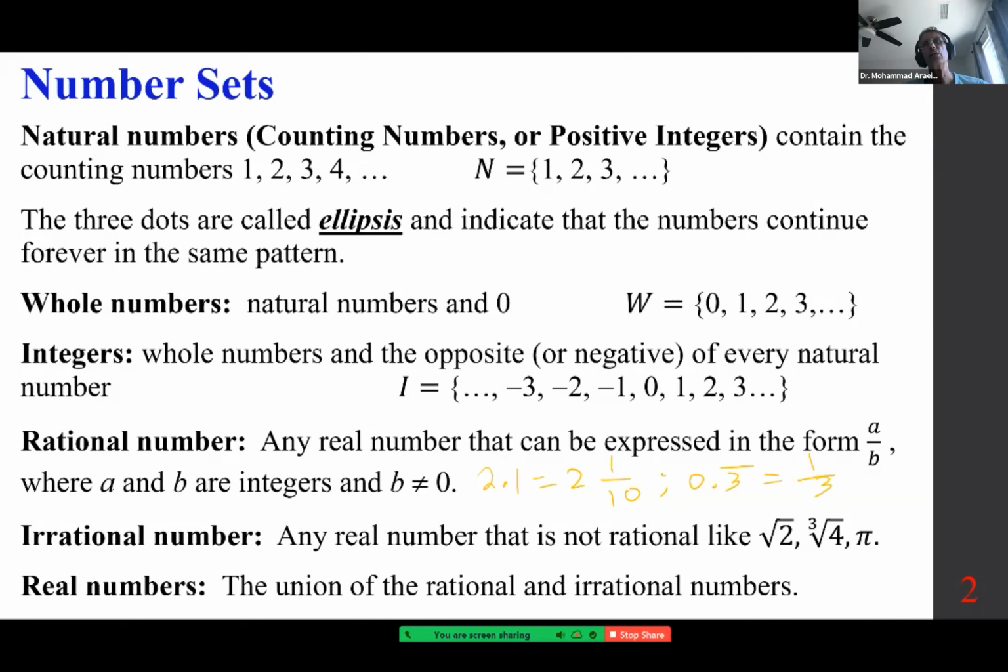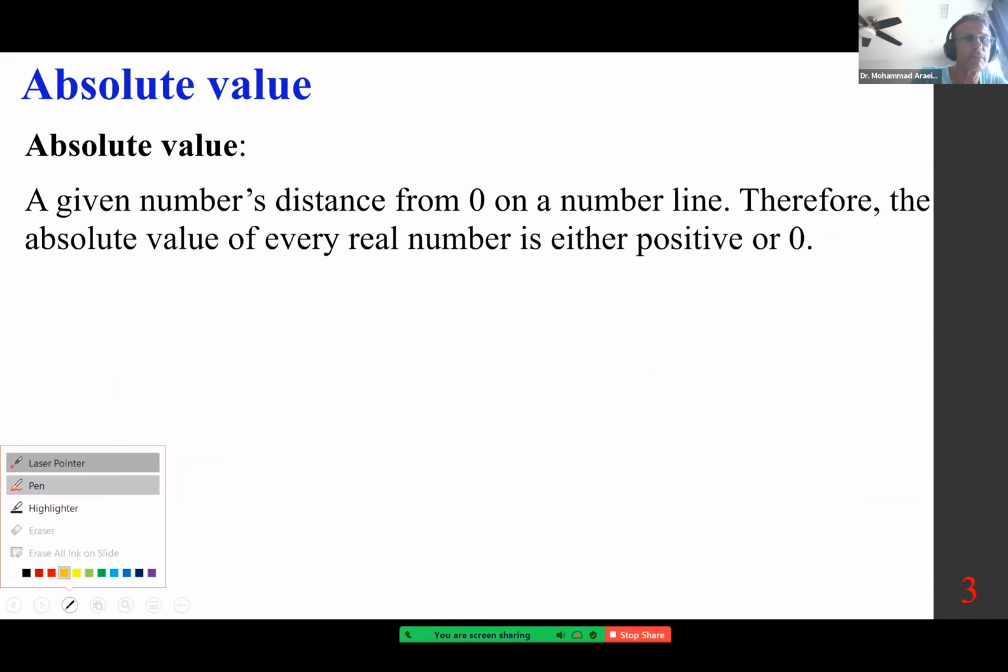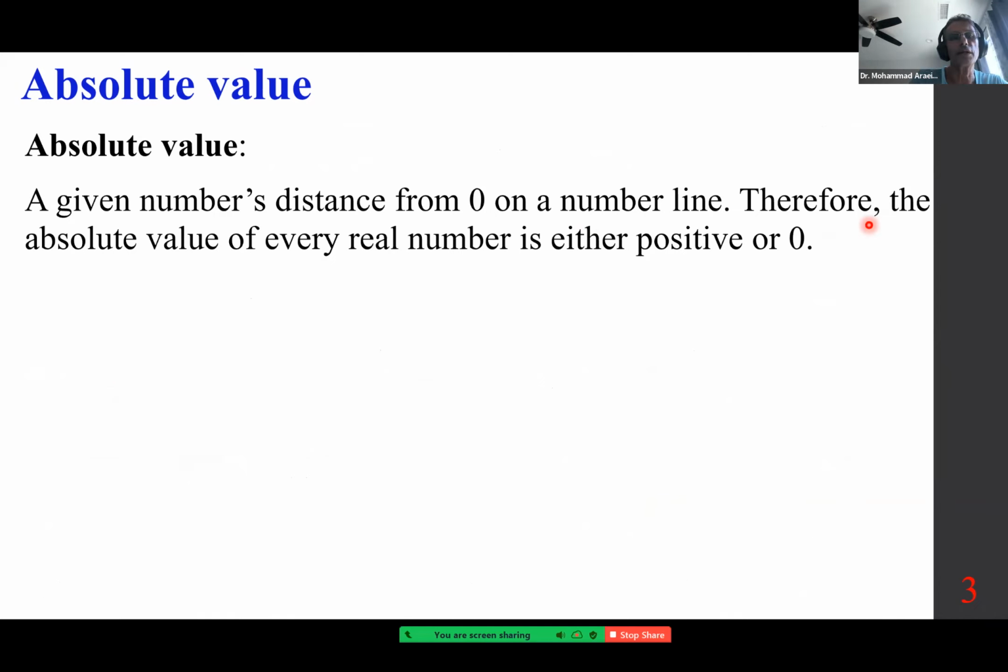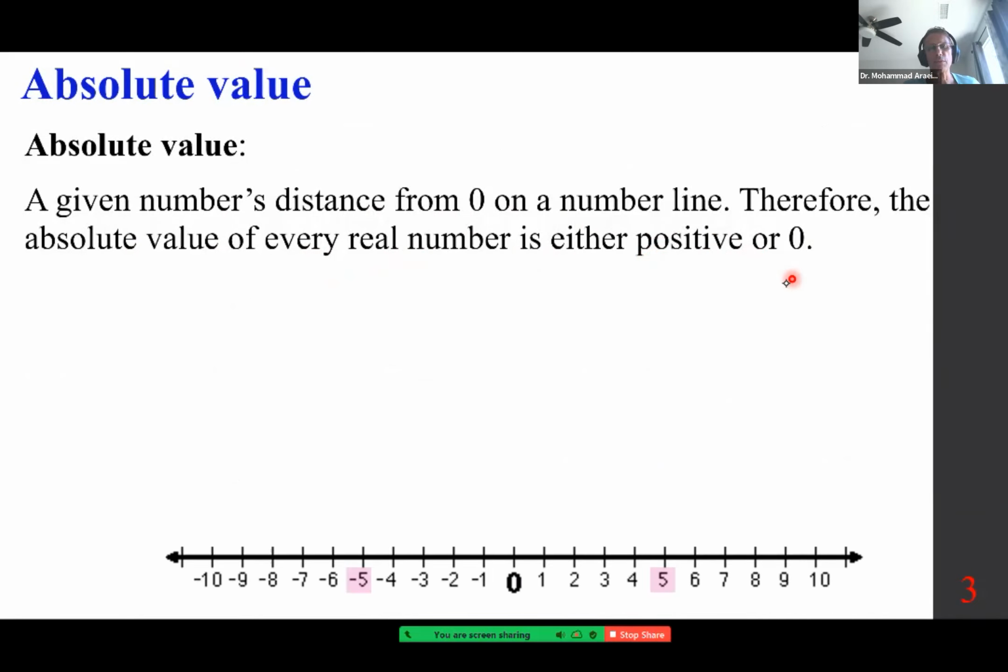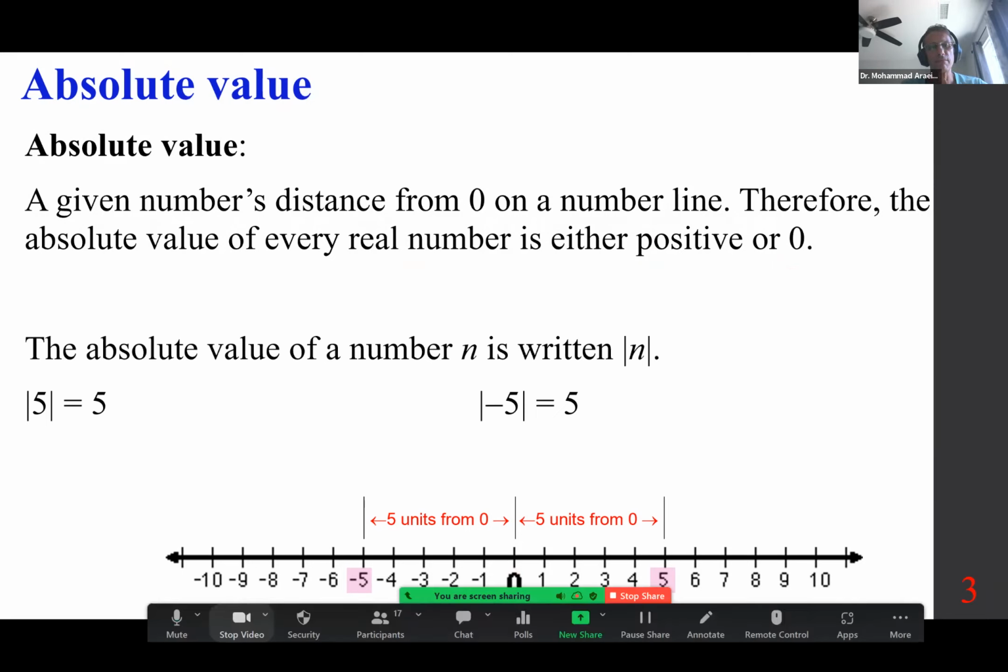Absolute value is basically distance from 0. A given number's distance from 0 on a number line. Therefore, the absolute value of every real number is either positive or 0. The only number whose absolute value is 0 is 0. The rest of them are all positive. For example, if you're looking at 5 or -5, it makes no difference. Both of them have the same distance from 0. Therefore, the absolute value of 5 is 5. So is the absolute value of -5.